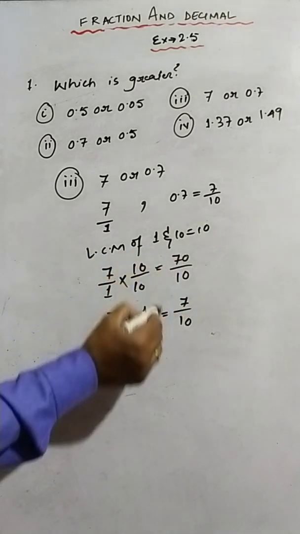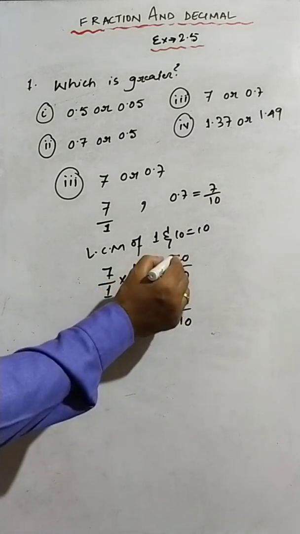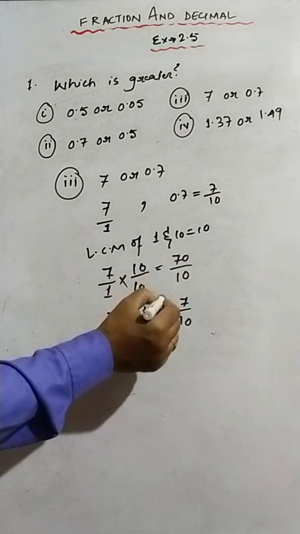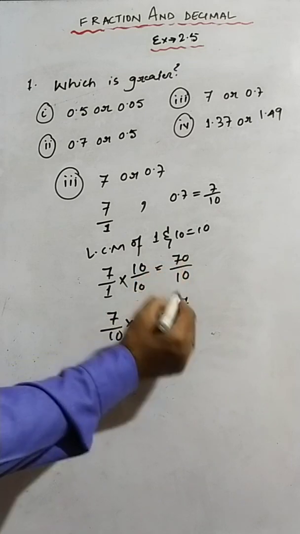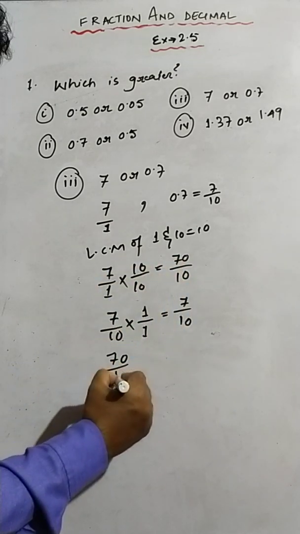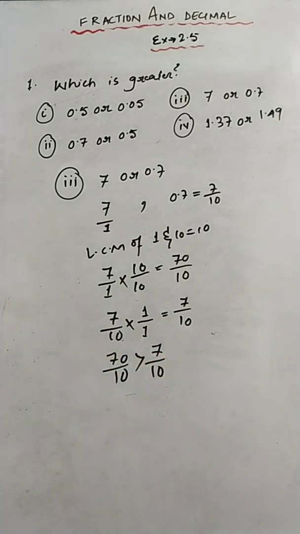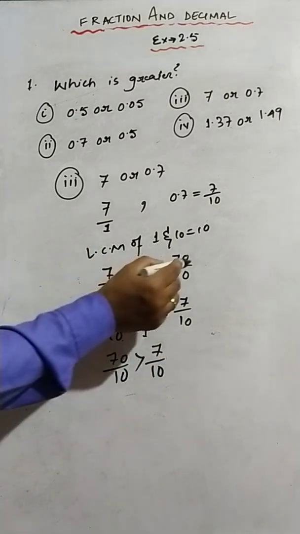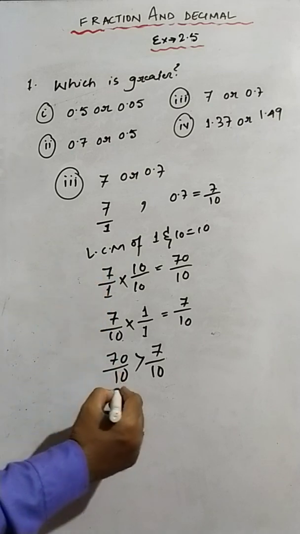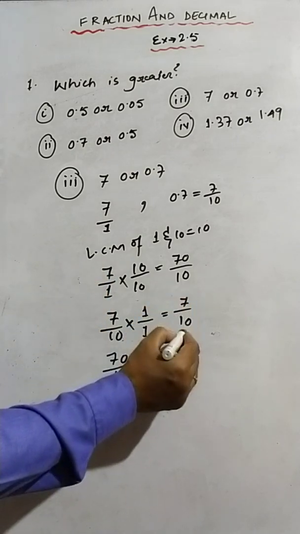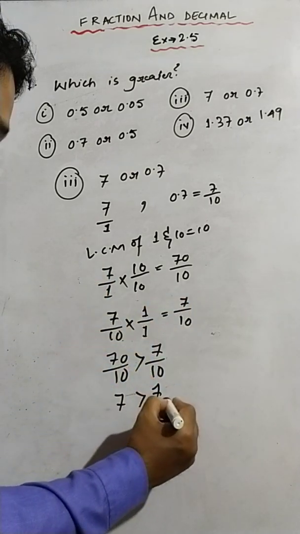Now we can easily compare these two fractions. So just by looking at the numerator, what can we say? That 70 by 10 is greater than 7 by 10. So 70 is greater than 7. Now this 70 by 10 we are getting from which one? 7. And this 7 by 10 we are getting from what? 7 by 10 only.